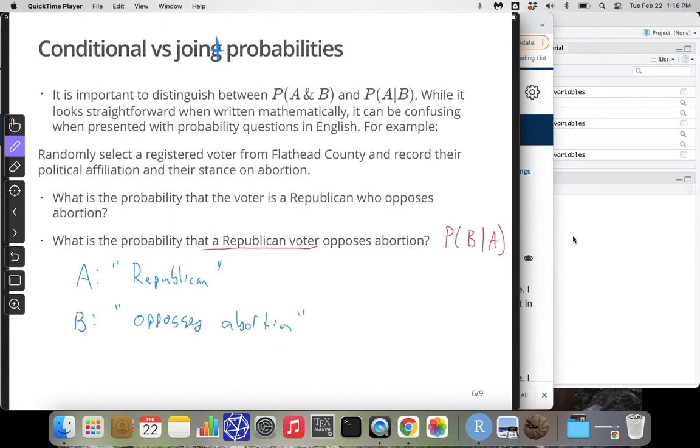On the other hand, what is the probability that the voter is a Republican who opposes abortion? This is like saying, okay, the person is a Republican and they oppose abortion. So this question is asking us to identify the probability of A and B both occurring. Keep that in mind. It can sometimes be difficult to distinguish between conditional and joint probabilities when they're presented in plain English.